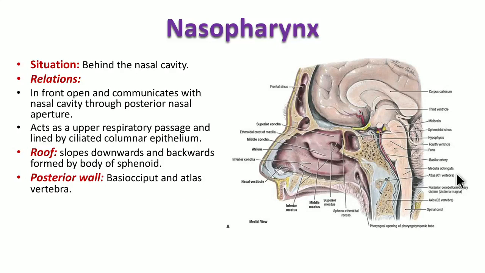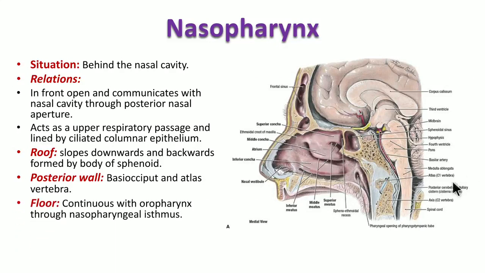Now below, it communicates with the oropharynx through a narrow part which is called the isthmus, or the nasopharyngeal isthmus. This isthmus is shut or closed off during deglutition, because the food should not enter into the nasopharynx. It should not go above.